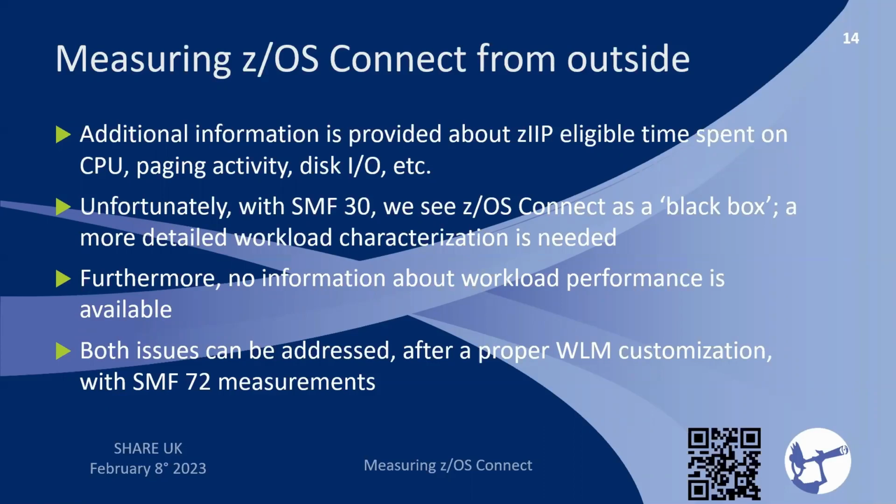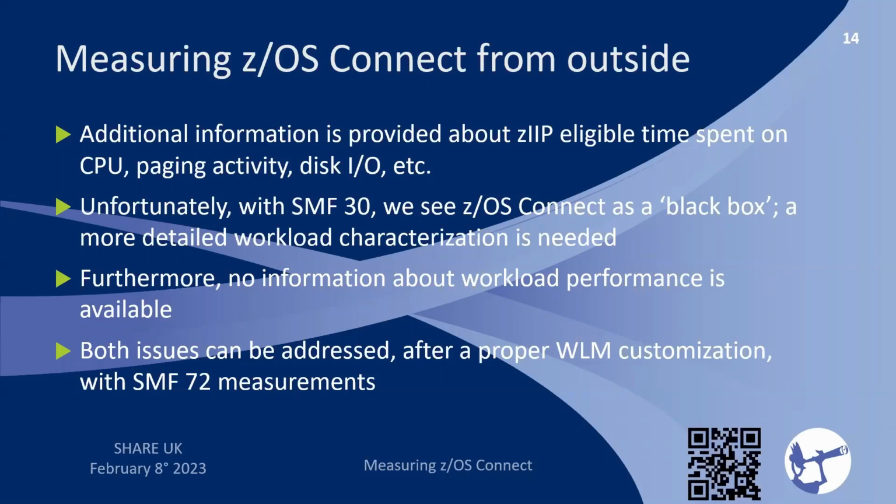And of course, because this is a standard record 30, you have other information about the zIIP eligible time spent on CPU, paging activity, disk I/O activity, the usual kind of stuff. The problem, as usual, is that when you just take the record 30, you see the address space as a black box. So you don't really know what is happening inside. You see how much CPU it is consuming, how much I/Os, how the critical resources are used, but you cannot understand exactly what's happening inside. And the worst is the fact that you do not have any information about the performance of this, let me call it adapter. So you just make a request to zOS Connect. You get some feedback. How long is this request going to last? You have no clue when you look at the record 30.